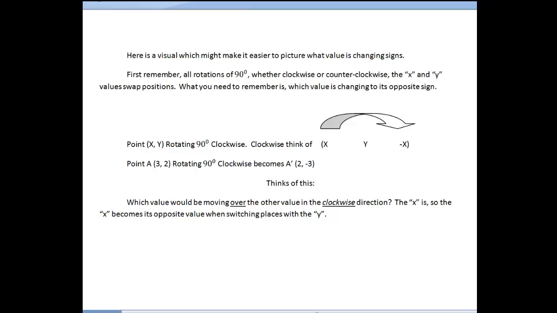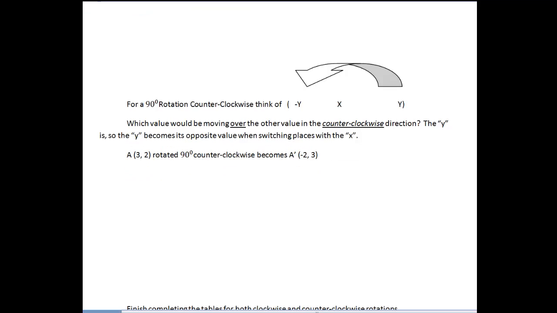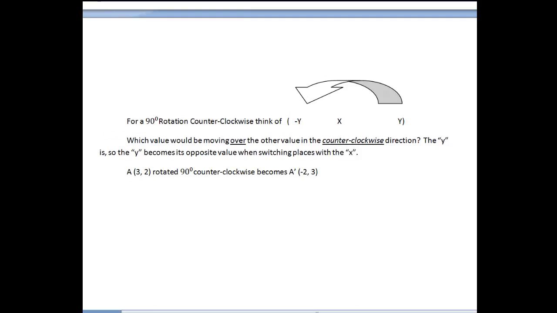Think of this: which value would be moving over the other value in the clockwise direction? In this case, the x is. So the x becomes its opposite value when switching places with the y. And in this case, for a 90-degree counterclockwise rotation, you can see that we have the y moving in a counterclockwise direction over the x, and that would become the negative term, or opposite of its original value.